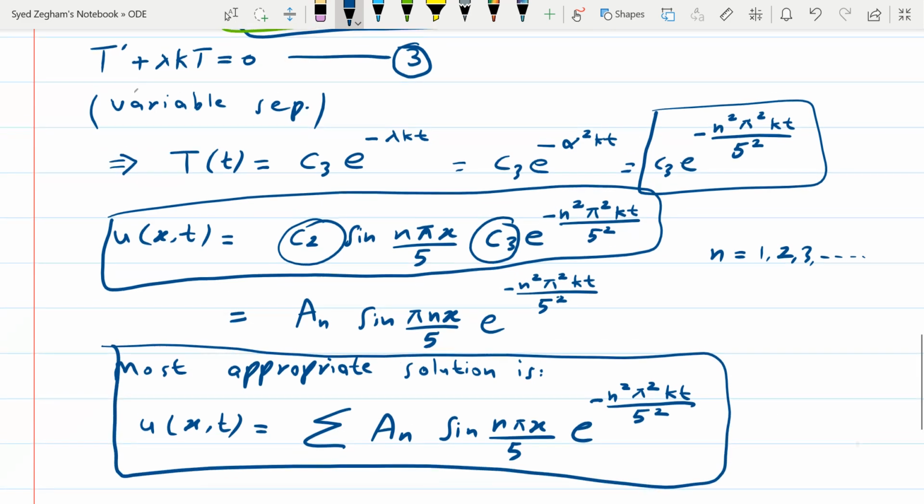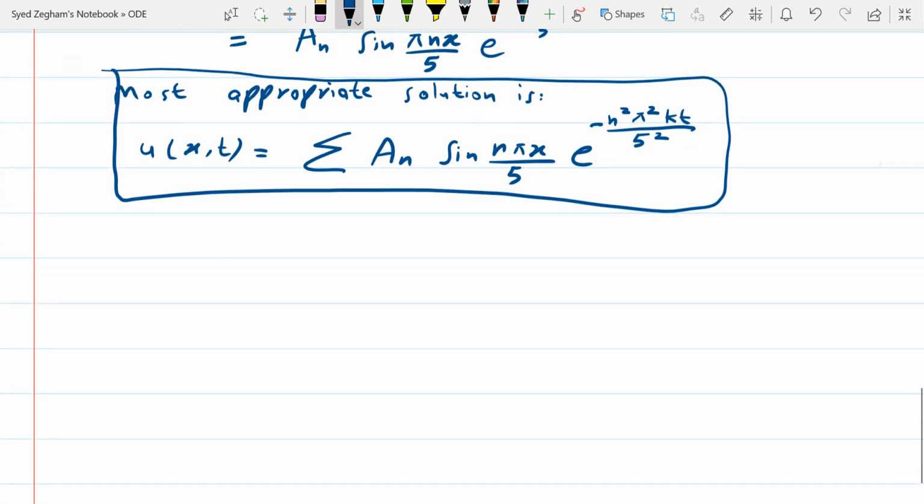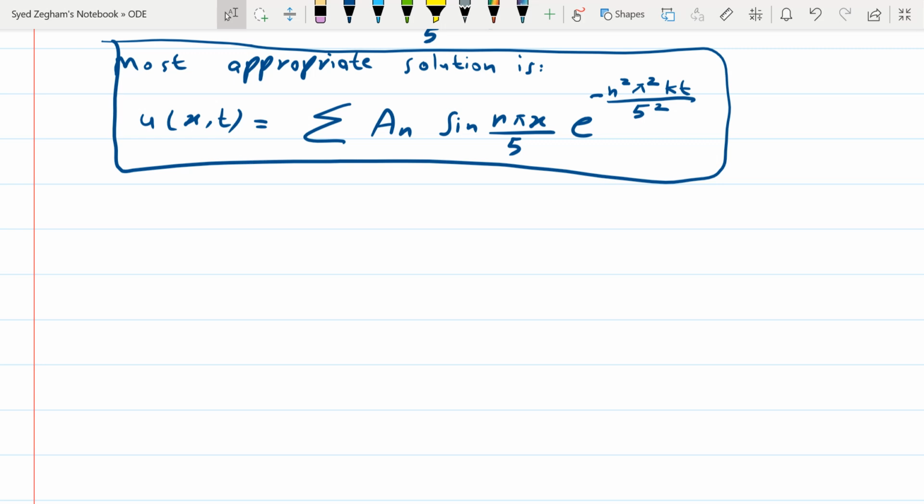Still, what remains to be done? That we have to find the value of our an. Now, before going to that, there is one initial condition which is given in the question, which was given as u(x,0) is equal to x.